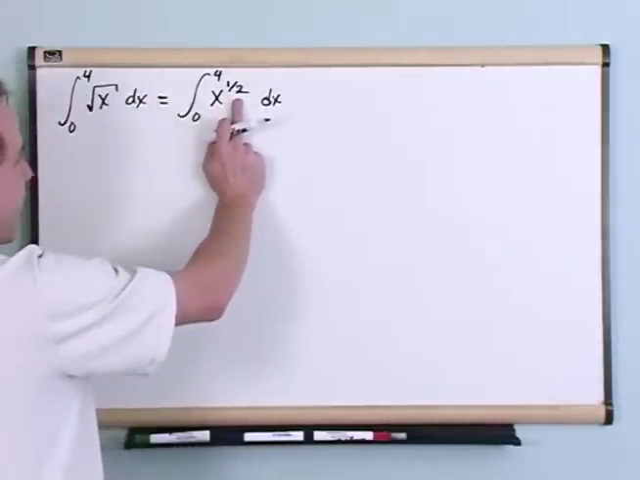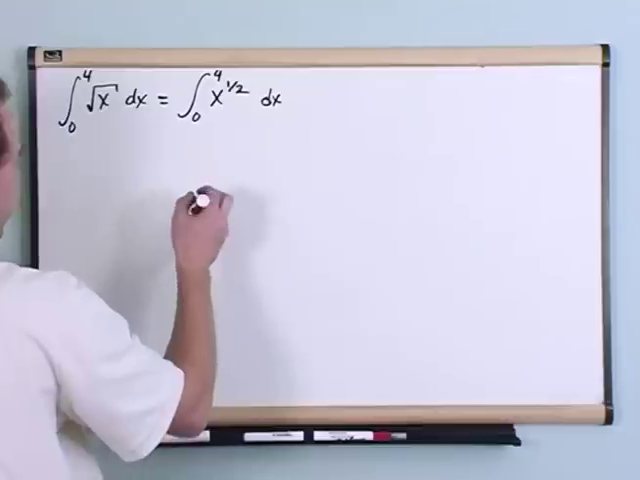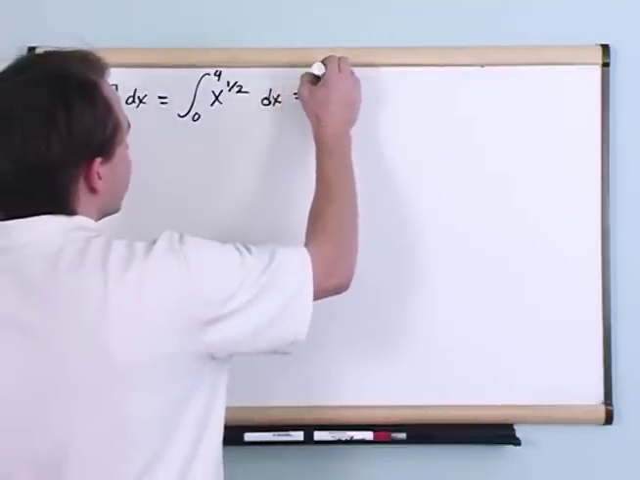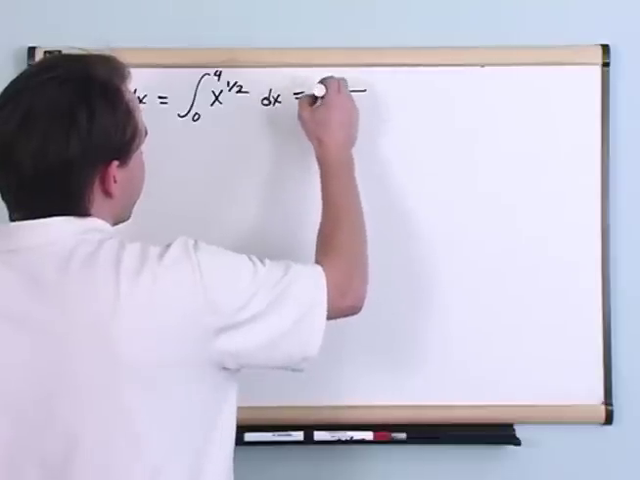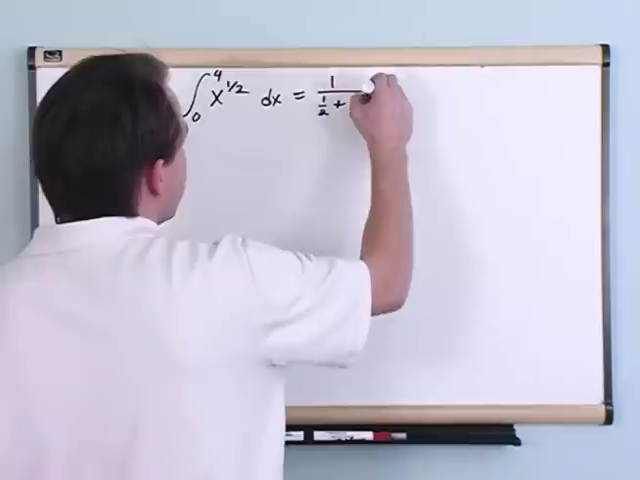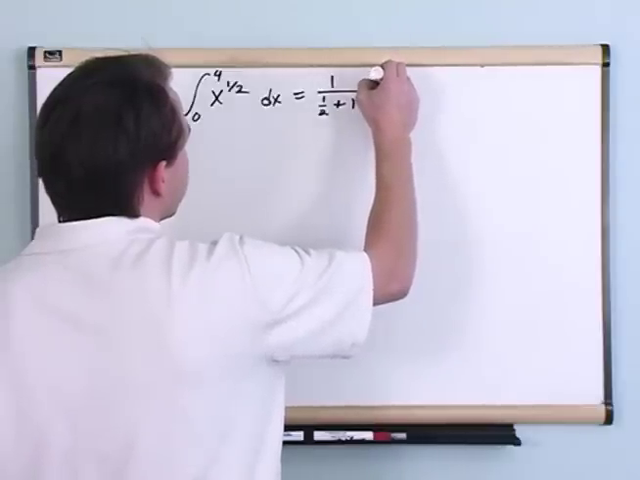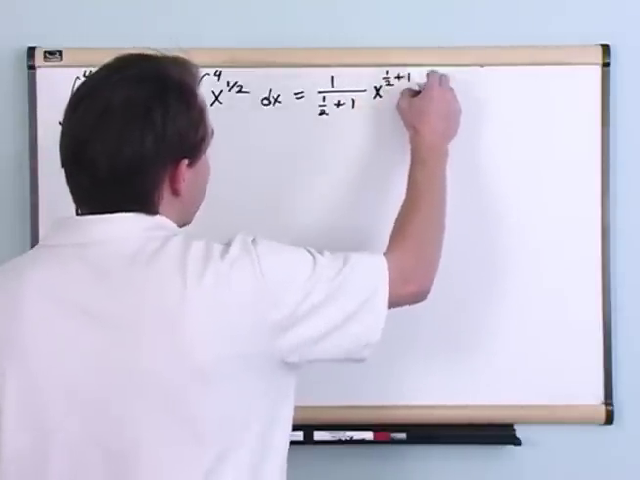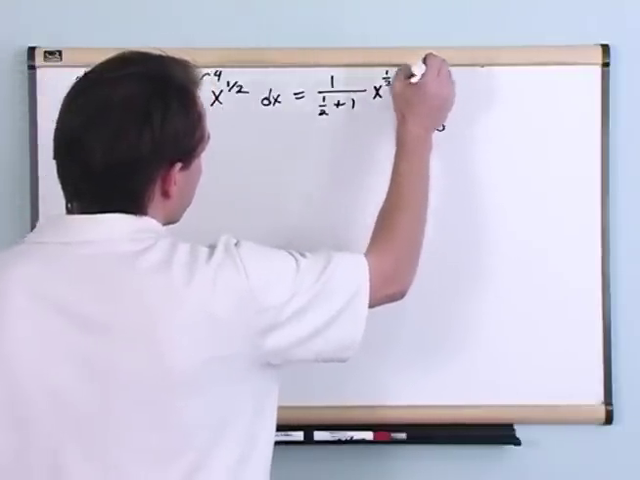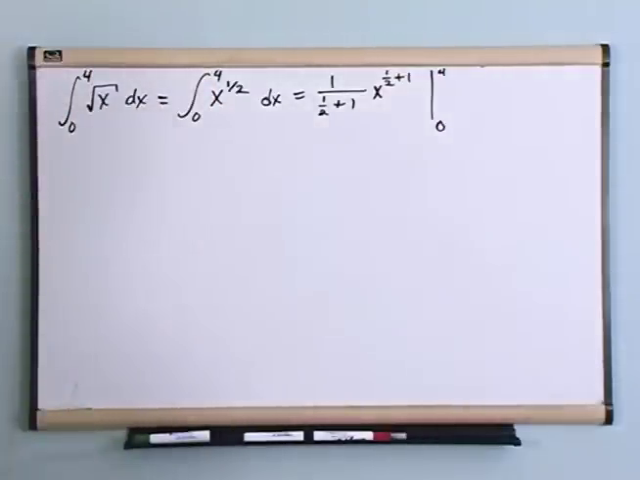The fact that this is a fractional exponent has no bearing on how you actually solve the problem. It's the same way as before. So what you will have is, it'll be 1 over, and you'll have 1/2 plus 1 in the denominator, x to the power of 1/2 plus 1. And that's the answer to the integral itself, but you have to remember to evaluate it from 0 to 4, because that was our limits of integration.